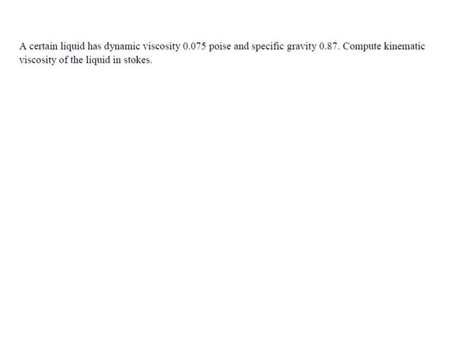Now a certain liquid has a dynamic viscosity, that is mu is 0.075 poise. I told you that in order to convert poise to Newton second per meter square, you have to divide by 10. So it will be 0.0075 Newton second per meter square. Specific gravity is given, which is 0.87. You have to compute kinematic viscosity in terms of Stokes. You know that Stokes is nothing but centimeter square per second.